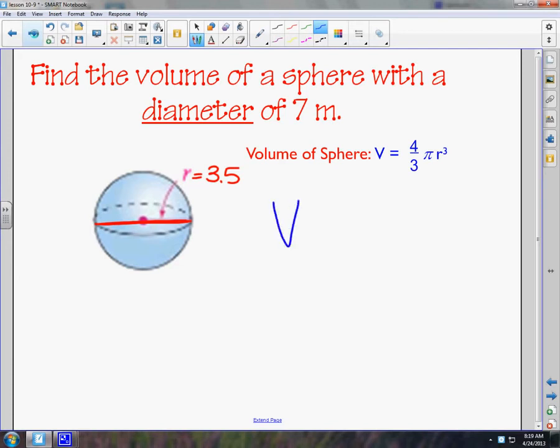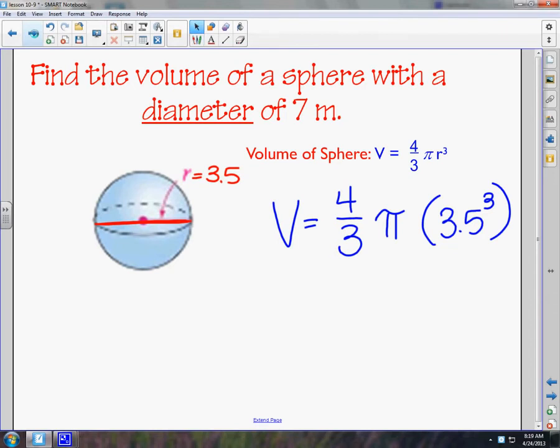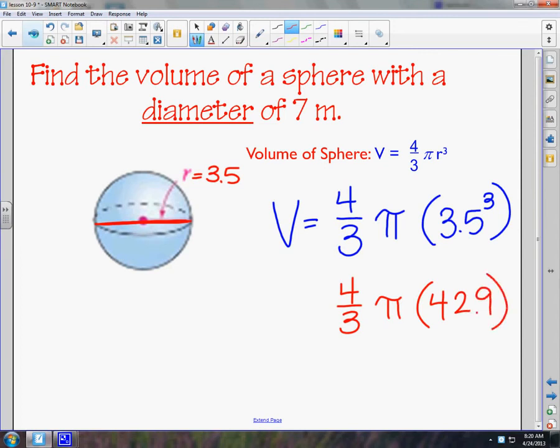Okay, so I have the volume equals 4/3 times pi times 3.5 cubed. Now, if I am going to do this properly, I'm going to do my order of operations. So I have to do parentheses first and exponents. Please excuse my dear Aunt Sally. So I'm going to do 3.5 to the 3rd power first. So then I see that it's 4/3 pi times 42.9. And then I'm going to multiply that by pi.